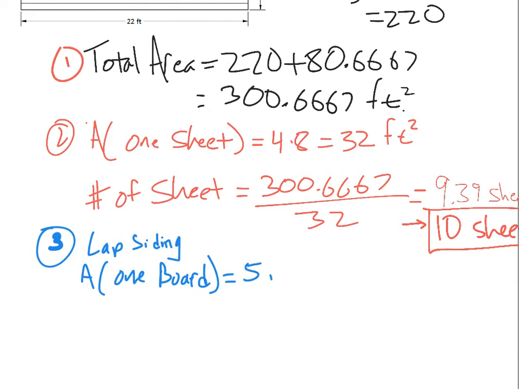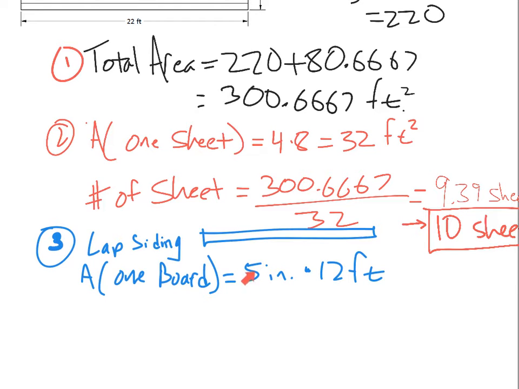So we have 5 inches times 12 feet. It's a rectangle, 12 feet. So we've got this long, skinny rectangle for our siding. It's 5 inches by 12 feet. Now, in order to compare this, we need to change the units. The area that we've done up here is in square feet. So let's make this into square feet.